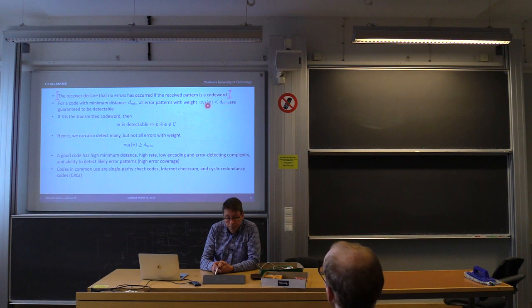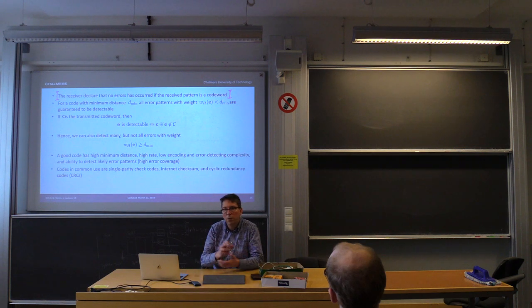So basically, if C is the transmitted code word, then E is detectable if C plus E is not a code word. And the opposite is also true, that E is not detectable when C plus E is a code word. So we can detect many errors, but not all of them, which have weight larger than the minimum distance. This is also true. So the minimum distance is not the end of the story, but it tells us something about how to pick up pretty probable error patterns, which are a few errors per code word.